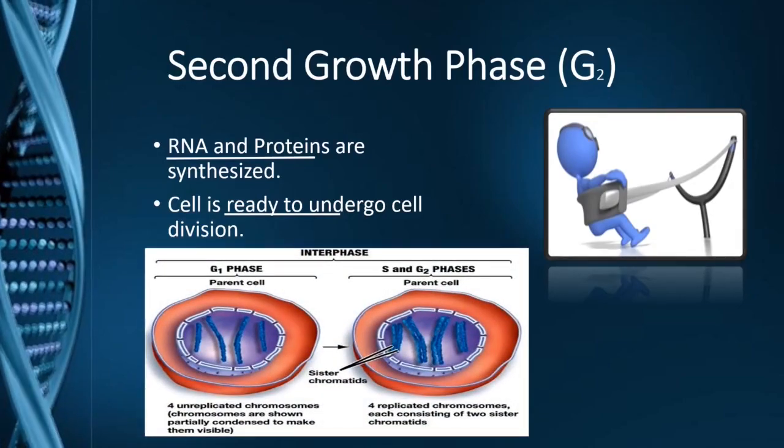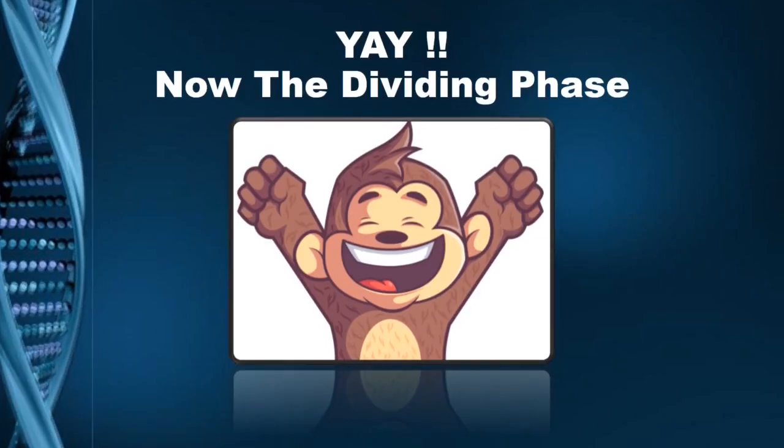In this picture, you can see in G1 there are unreplicated chromosomes, but in S and G2 phase the replicated chromosomes are there. So now after replication my cell is ready to enter the dividing phase, that is M phase. But wait, this we will do in our next class.